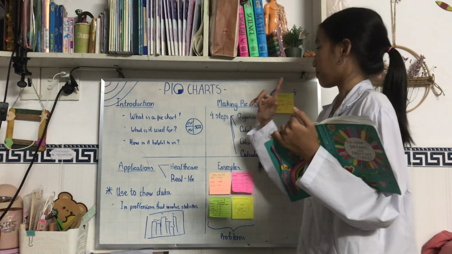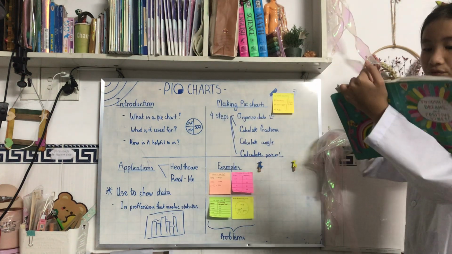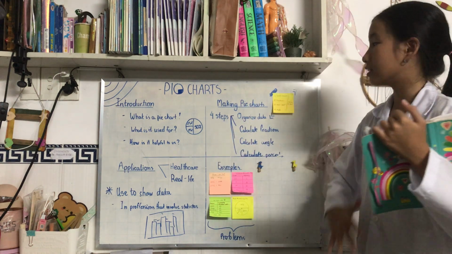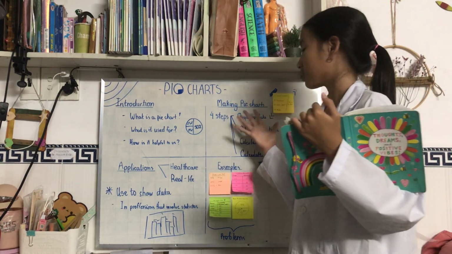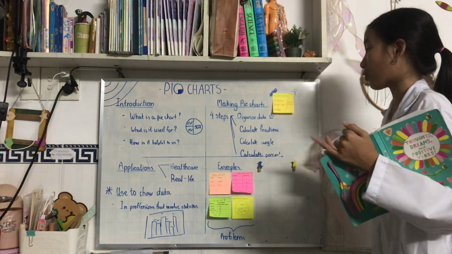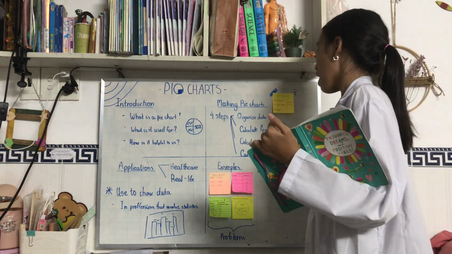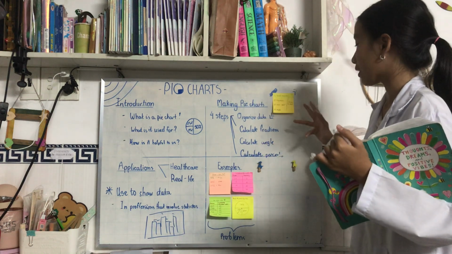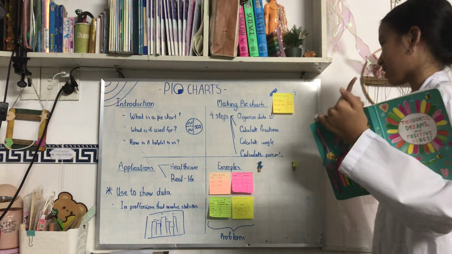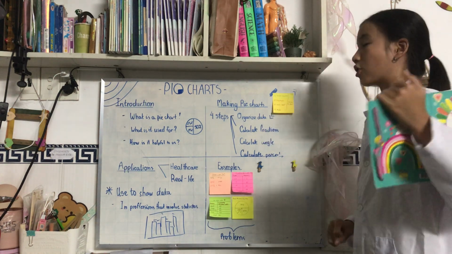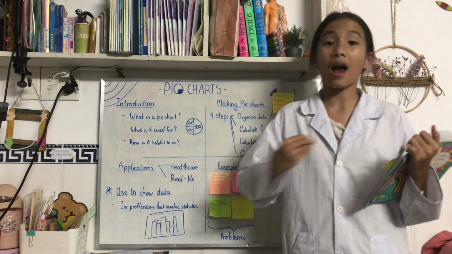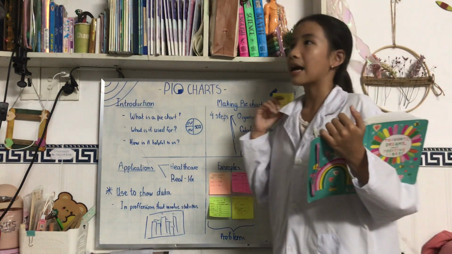Moving on to the second part, making pie charts. There are 5 main ways that I have found to make pie charts. Those 5 main ways are firstly organizing data. The second one is calculating fractions, calculating the angle, and calculating the percent. Last but not least, drawing the pie chart itself. Let's start first with the first one, organizing data. How can we organize data? Well, the easiest way that I find is to organize it in a table.